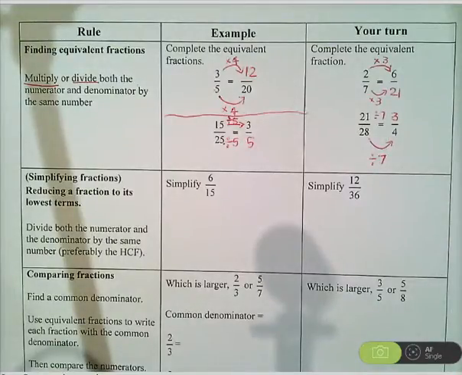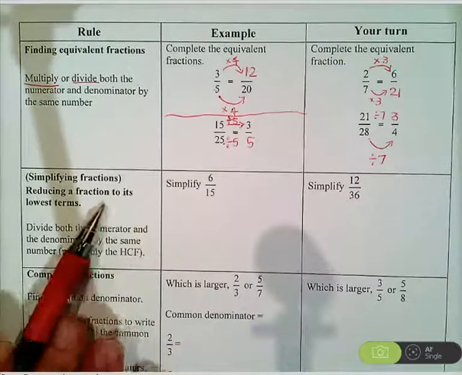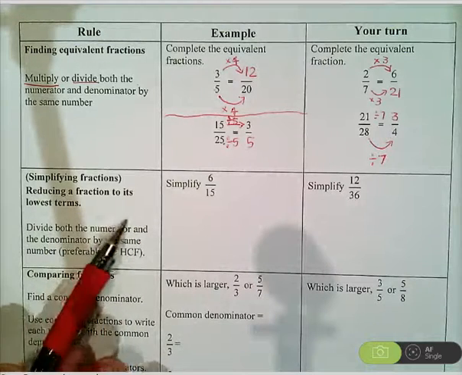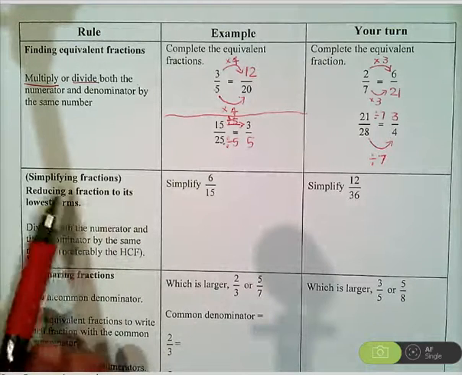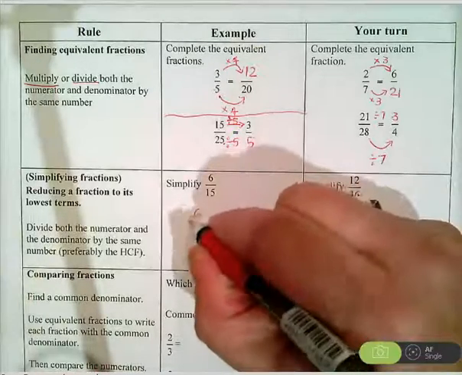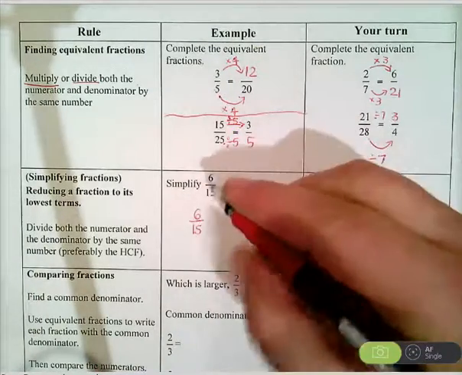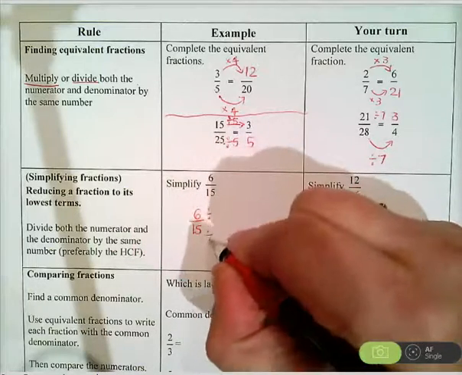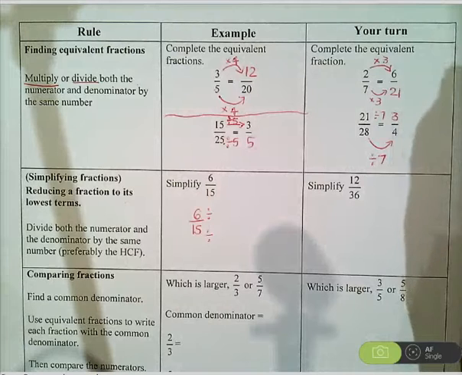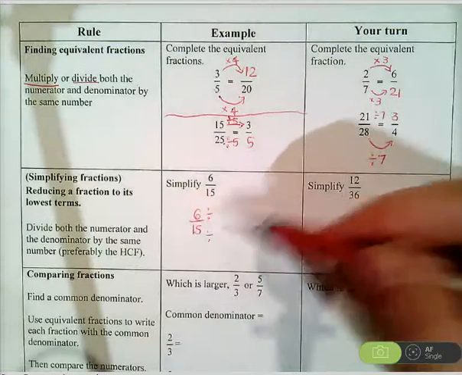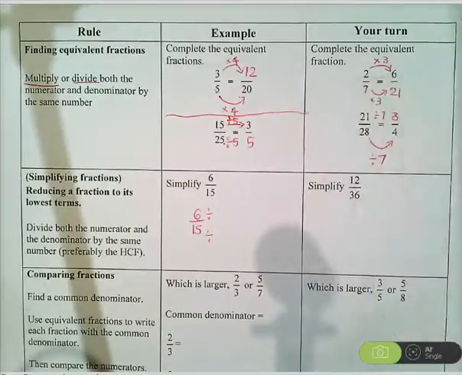Okay, now we're asked to simplify 6 over 15. Another way that this question can be asked is that they can say reduce this fraction to its lowest terms. When you do this question, it's really like finding equivalent fractions, but you won't be multiplying at all. To simplify it and reduce it to its lowest terms, you need to divide both the numerator and the denominator by a number that goes into both the 6 and 15, and you have to try and find the biggest number that goes into 6 and 15.